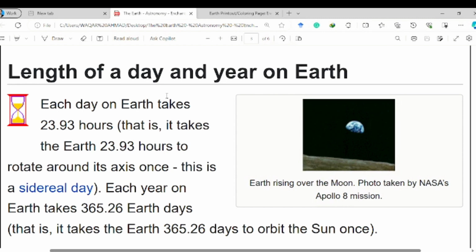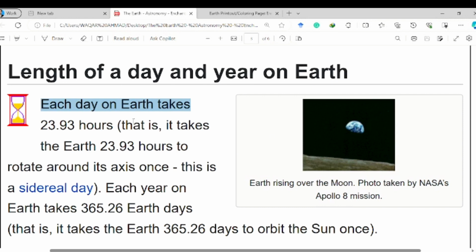What is the length of the day and what is the length of the year? Each day, Earth takes roughly 23.93 hours. It takes about this much time to rotate around its axis once.